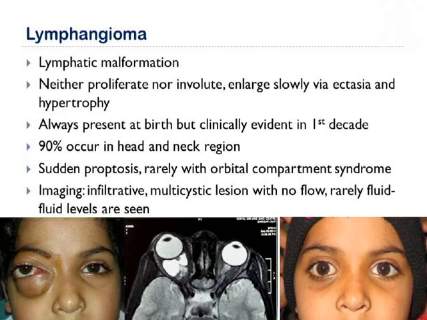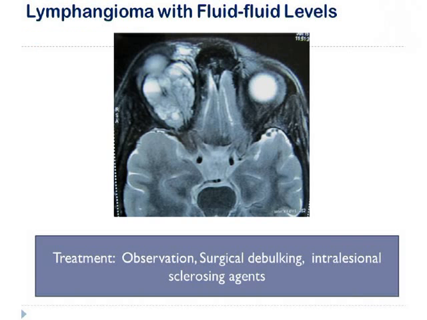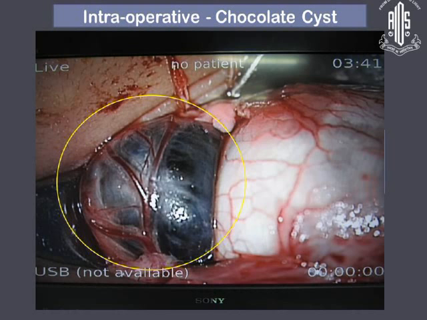Lymphangioma is basically a malformation. We should remember that. This can be lymphatic or venolymphatic. And this neither proliferates nor involutes. And basically there is ectasia. That's why the patient presents with sudden proptosis like this. And this is the typical imaging picture. And this is post-surgical. This is just to show the fluid level and multicystic nature of this lesion, which is very typical and helps us in diagnosing. This is the intraoperative picture. You can see clearly the chocolate cyst in relation to the eyeball.